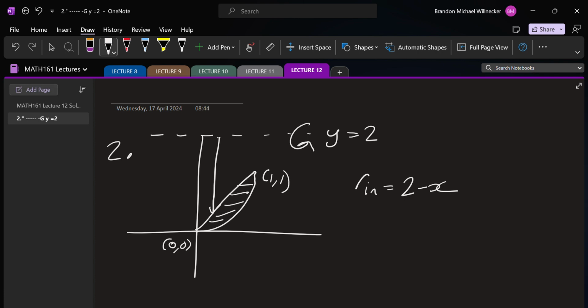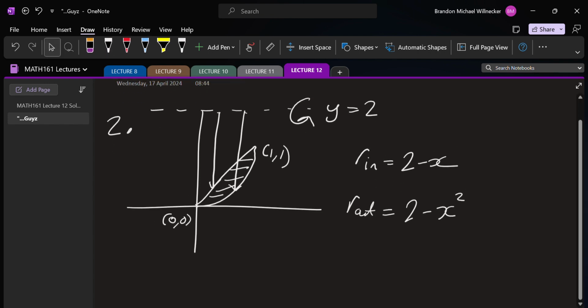Why 2 minus x? Well, because we want the top part. If the full distance is 2, the bottom distance is x, because y equals x, then that top distance with the arrow line, that's 2 minus x. And then r out, that's the other one. So r out, that's going to be 2 minus x squared for the same reason that r in is 2 minus x. Okay, again, we've got that shift in the radius.